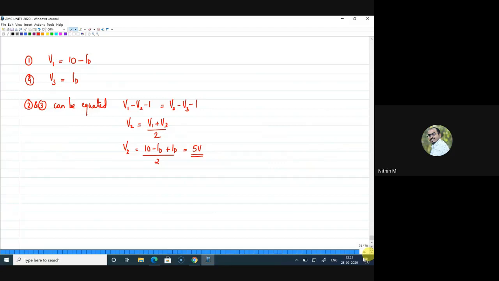So this is V2. Now with this V2 value, you can take any drain current equation, either equation 2 or 3. Let me try this in 2. The second equation says that my ID is equal to (V1 minus V2 minus 1) the whole square. So I will substitute V1 as 10 minus ID and V2 as 5 there, minus 1, the whole square, which will give me two ID values. Can you just post the answers for ID there?